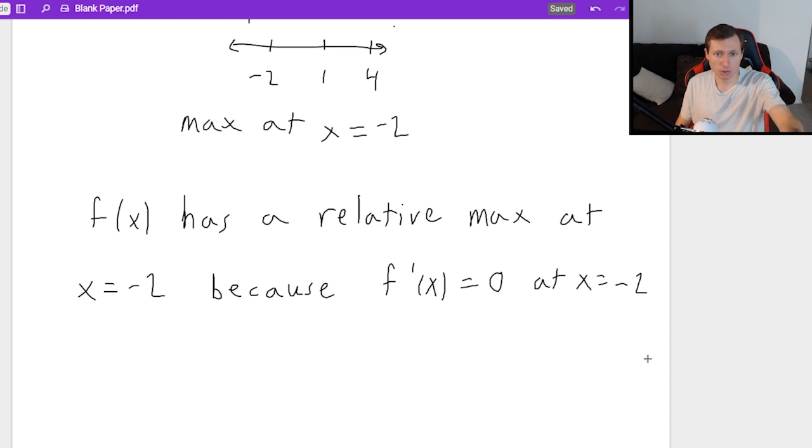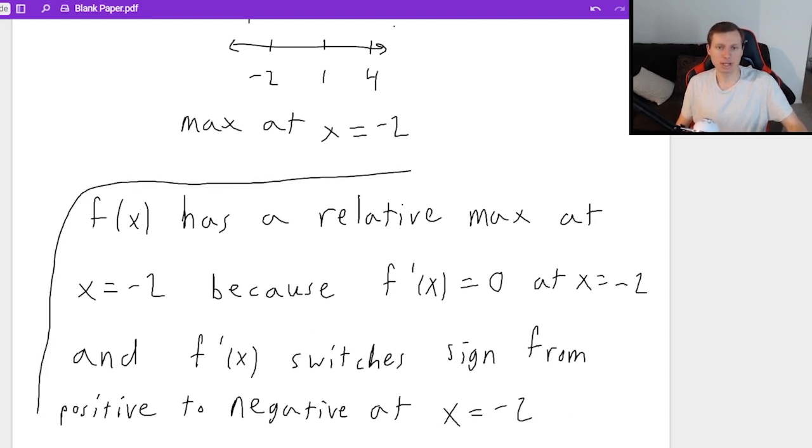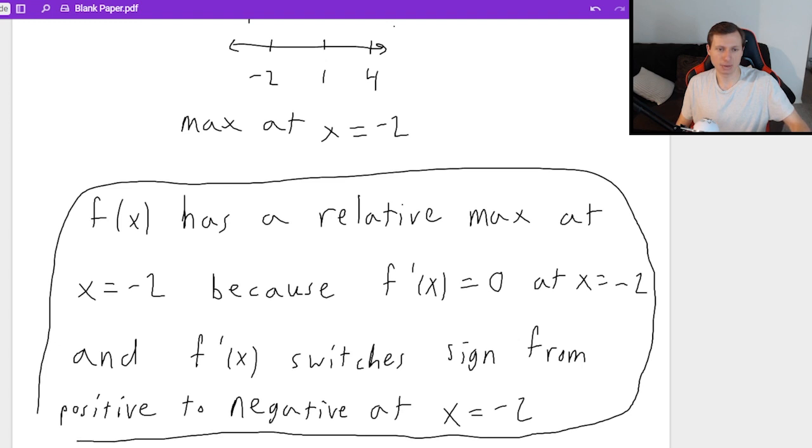Alternatively, by the way, you can also write that negative 2 is a critical value because that means the same thing. And one more thing I need to say, f prime of x switches sign from positive to negative at x equals negative 2. This entire thing is the answer that they want. I don't think I'm allowed to leave a single thing out of that. I at least need to say that negative 2 is a critical point and f prime of x switches sign from positive to negative at x equals negative 2. I need all of that. So that's it for part A.